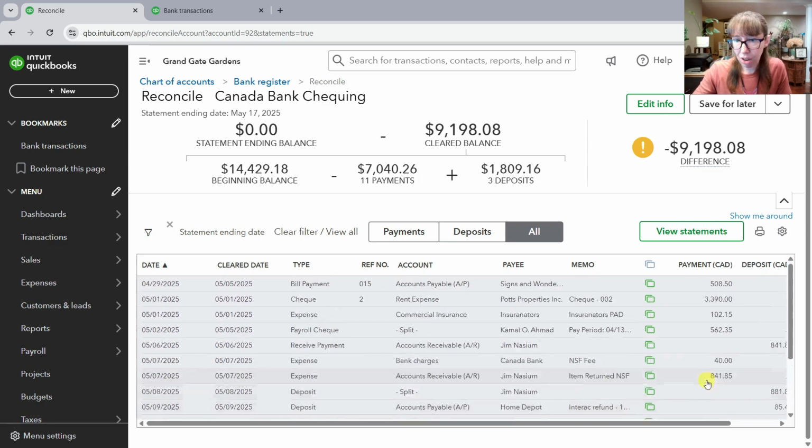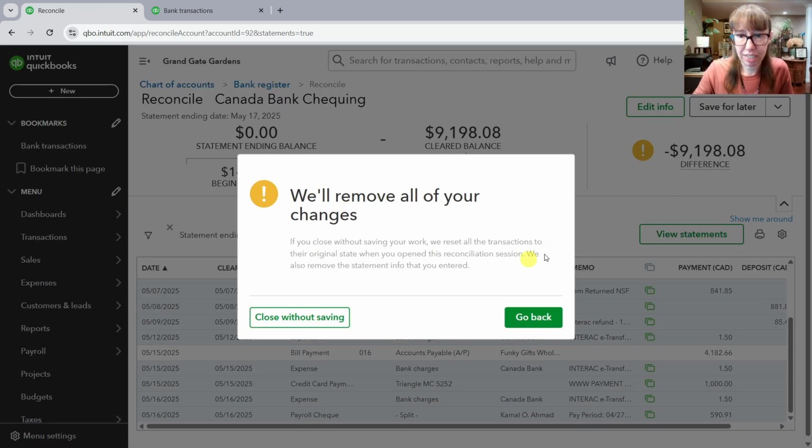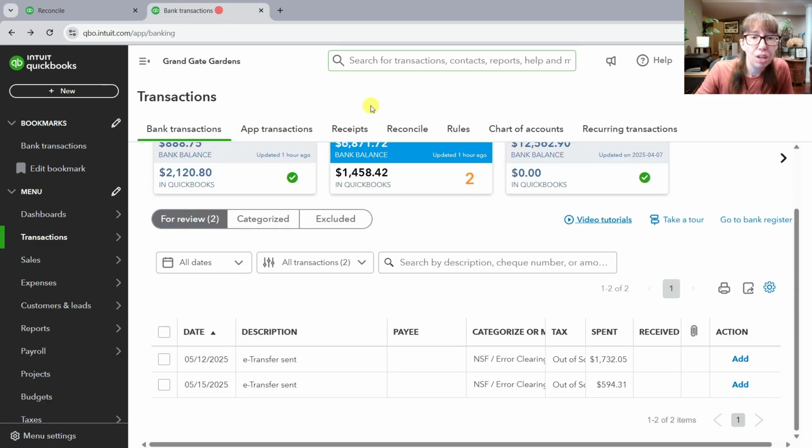a much higher amount and that isn't a typo of a penny or 2. So then I can go ahead and close without saving. I did what I needed to do with that one. So coming back, this isn't a penny typo.